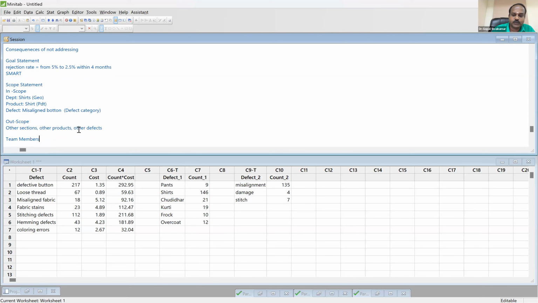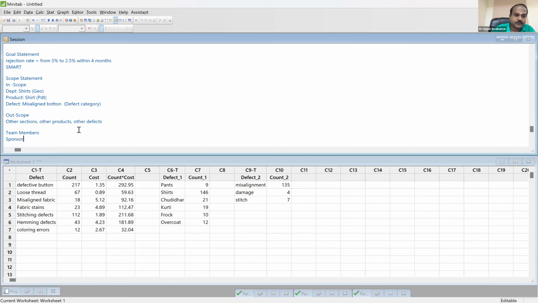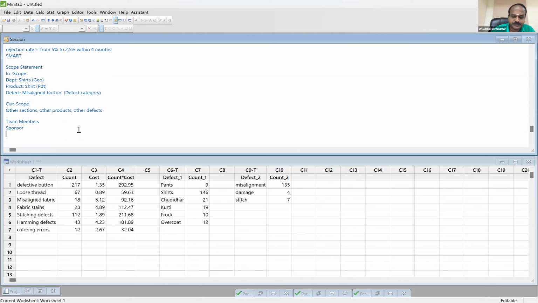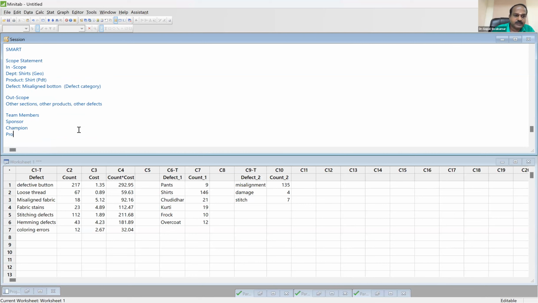Then you can go for team members who will be working on this project. You must necessarily have a sponsor. You must have a champion. Sponsor and champion need not be your black belts or things like that. They are part of the top management, and the project leader.